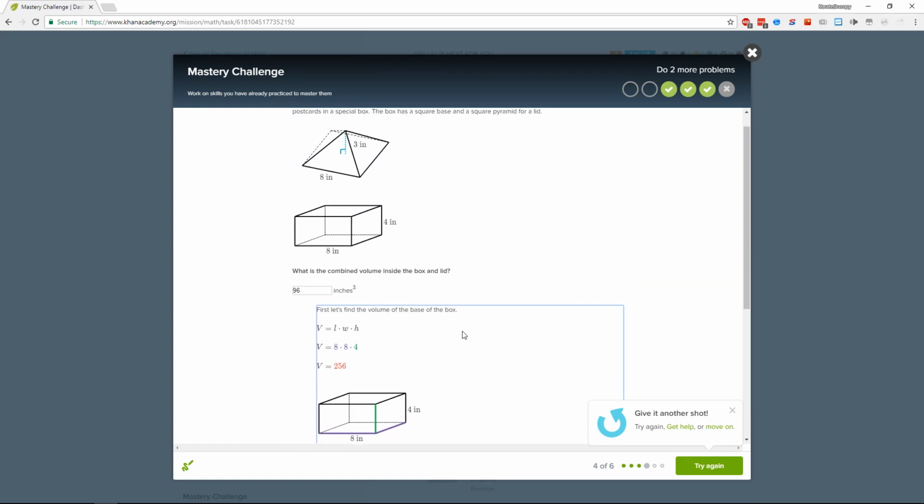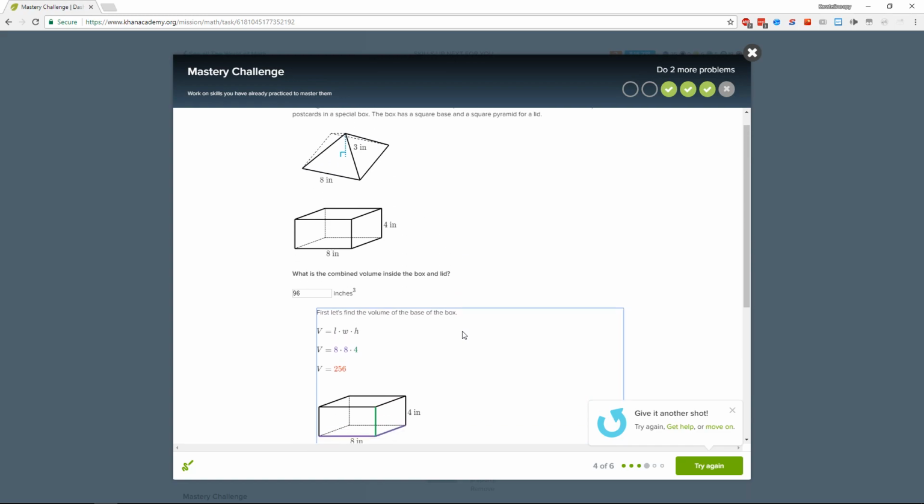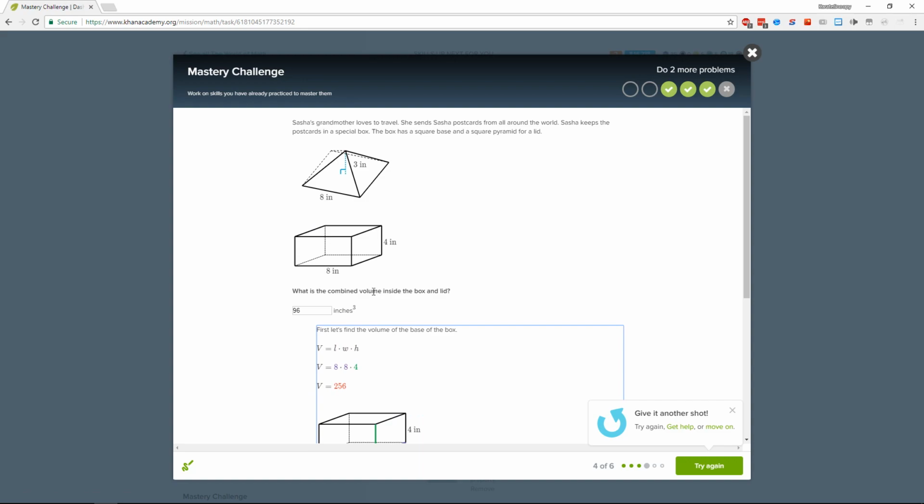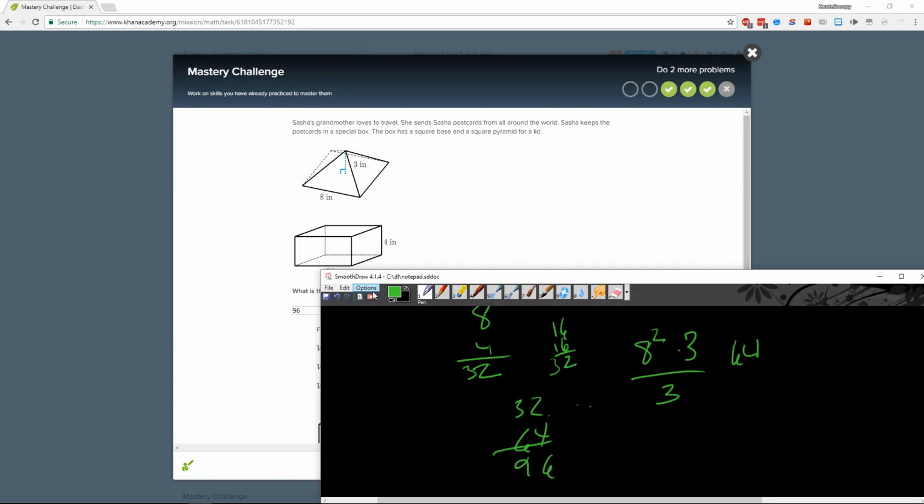Oops. Dumb. I forgot to multiply the extra 8 in there. Alright. So that's 256. I should have realized that this was higher than the other one. So 256 plus 64 is 320.